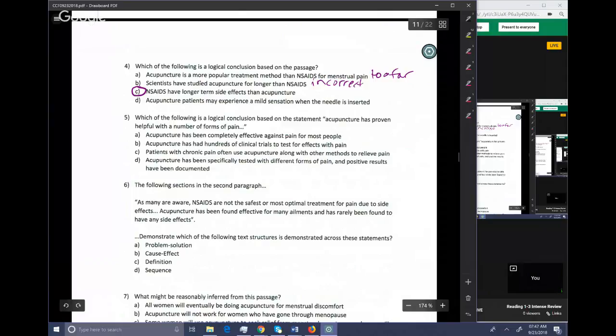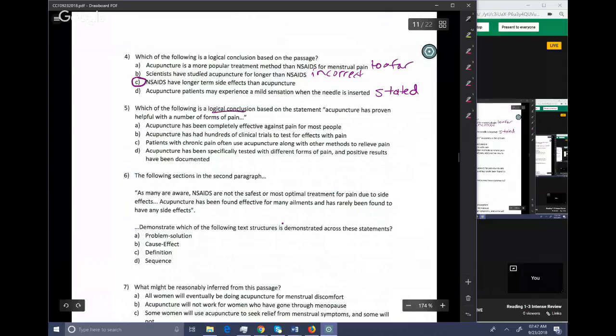And then D says, acupuncture patients may experience a mild sensation when the needle is inserted. That was stated word for word as a detail in the paragraph about the effects. 5 says, which of the following is a logical conclusion from this particular statement? So another logical conclusion, only a logical conclusion from acupuncture has proven helpful with a number of forms of pain. So what can we infer from that?